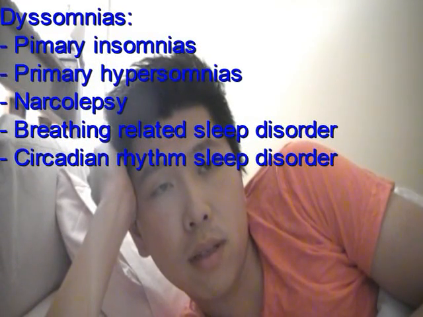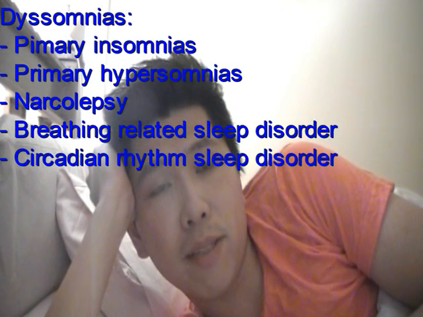Sleep disorders are divided into two main categories: dysomnias and parasomnias. Dysomnias are defined by disturbances in the amount of sleep, the timing, and the quality of sleep. Dysomnias include primary insomnias, primary hypersomnias, narcolepsy, breathing-related sleep disorder, and circadian rhythm sleep disorder.